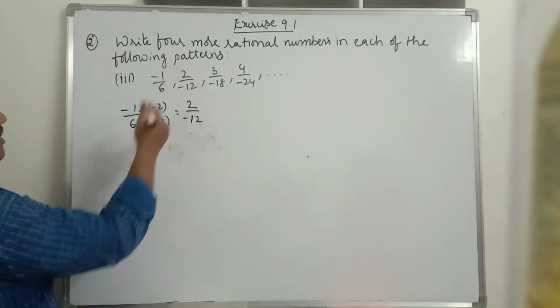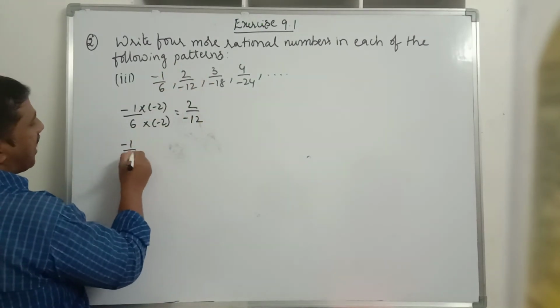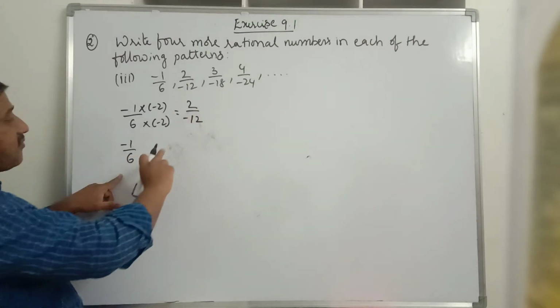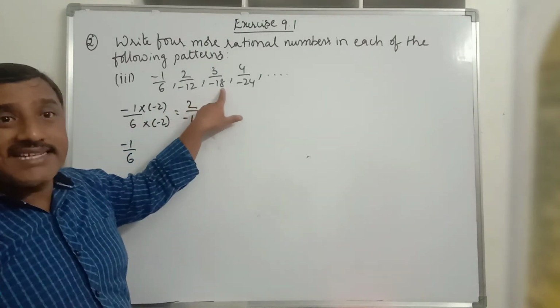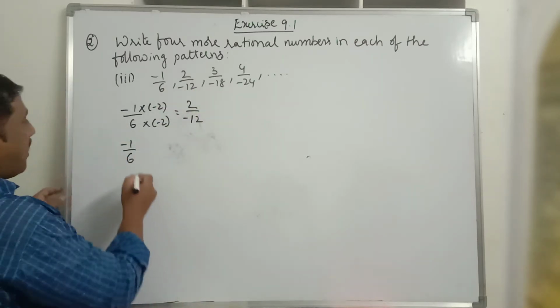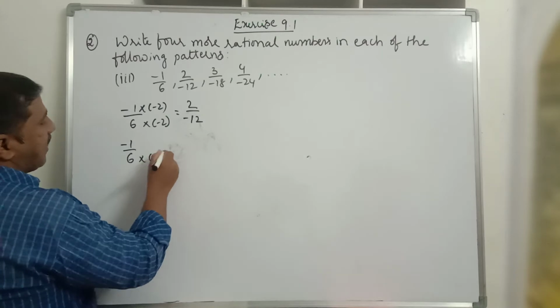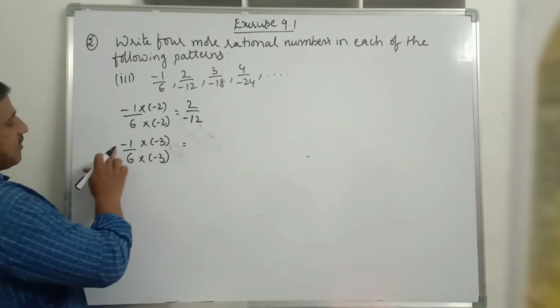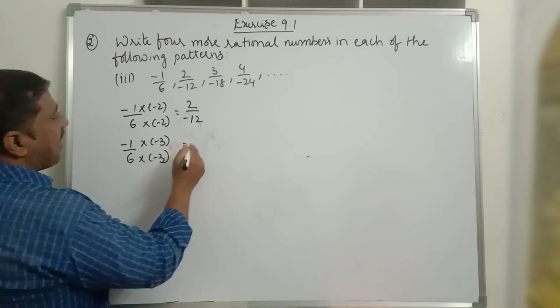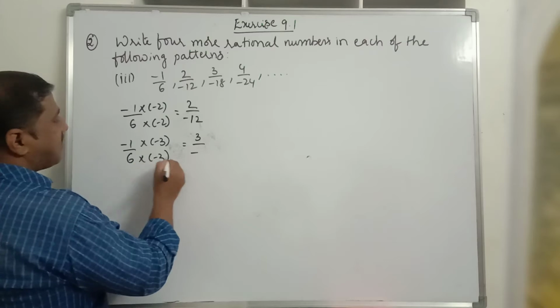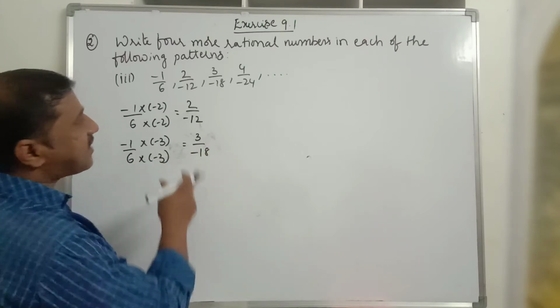Now how we got the third rational number, we will find out. Minus 1 by 6. So the denominator is minus 18. 6 3s are 18. But minus 18, to get minus 18 means it is multiplied with what? Minus 3. Both numerator and denominator are multiplied with minus 3. That is minus into minus is plus, 1 into 3 it is 3, divided by plus into minus, minus, 6 into 3 it is 18, minus 18.